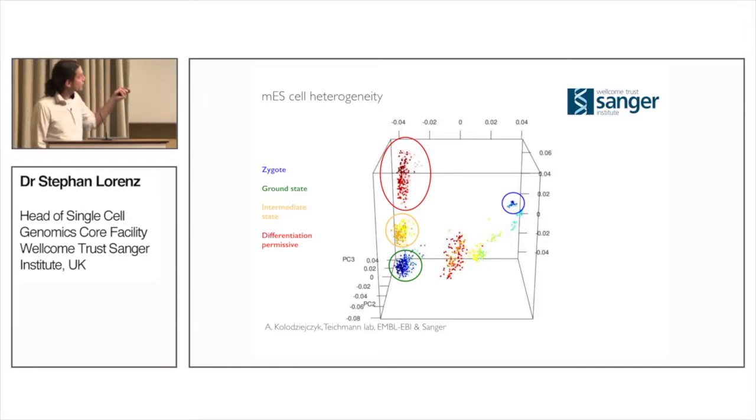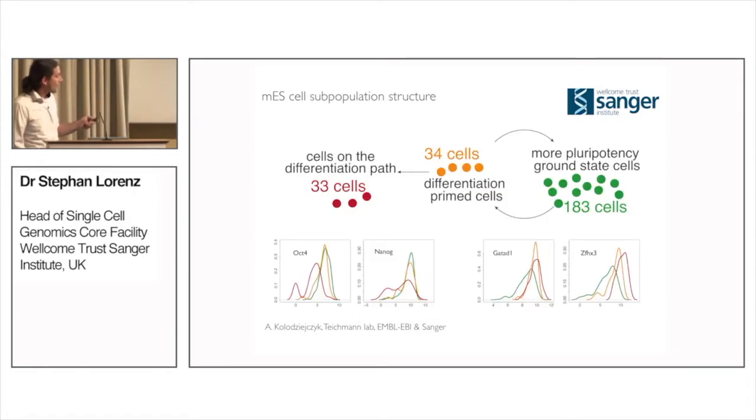We then see the developmental trajectory to the inner cell mass, and then three different populations: a ground state, an intermediary state, and the differentiation permissive state. And what you can already see is that the heterogeneity in these different populations increases as cells become more differentiation permissive. So basically they make decisions along that developmental tree about where to go next, so to say.